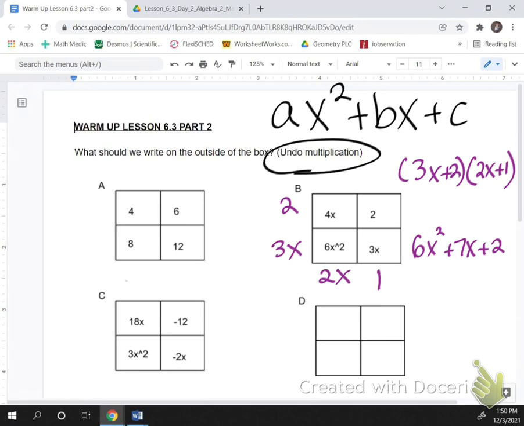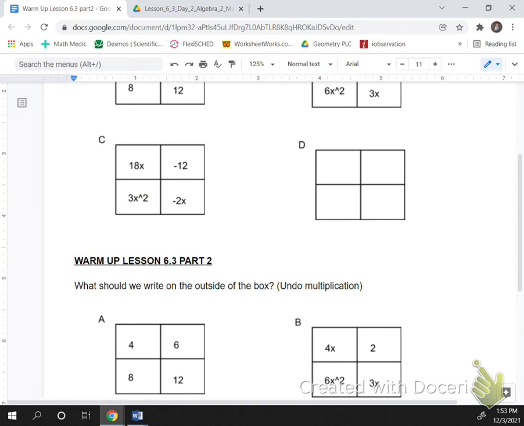What are some factors of 18 and 3 that'll help us figure out what goes here and here on our box? 1 and 3. And what side do I want to put it on? 3 goes on the bottom, right? You're right. 3x is here. 1x is here. 3x times something gives me 18x. What should go here? 6. Good, 6. What should go here? Negative 2. And so now I've got the factors.